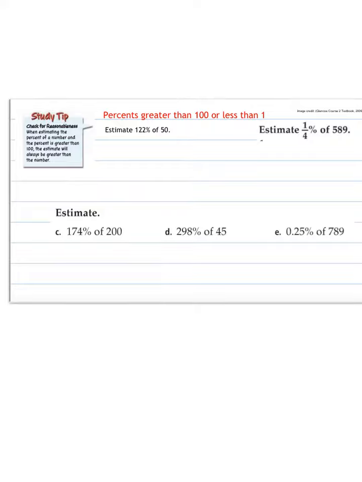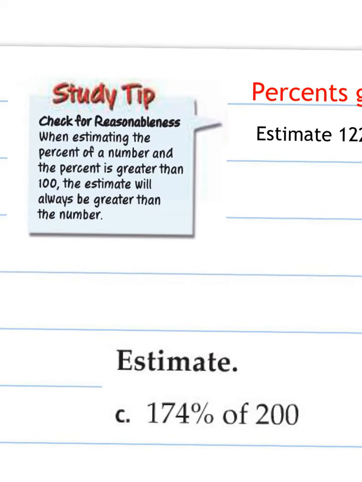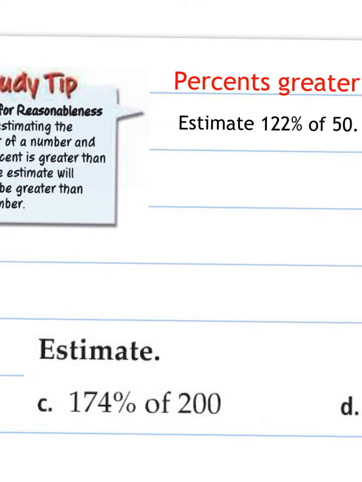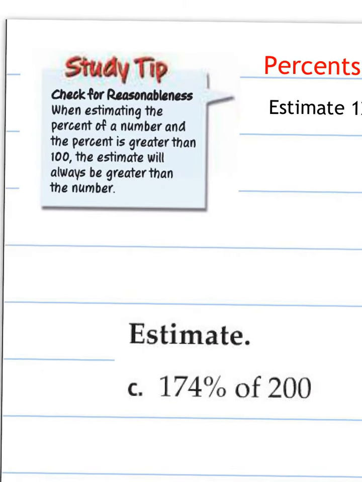All right, now we're going to look when we have percents that are greater than 100 or less than 1. And a quick study tip, something to note, to check for reasonableness. When you are estimating the percent of a number and your percent is greater than 100, so for this example, we're looking at 122%, the estimate that we come out with will always be greater than the number because it's more than 100%. Okay?